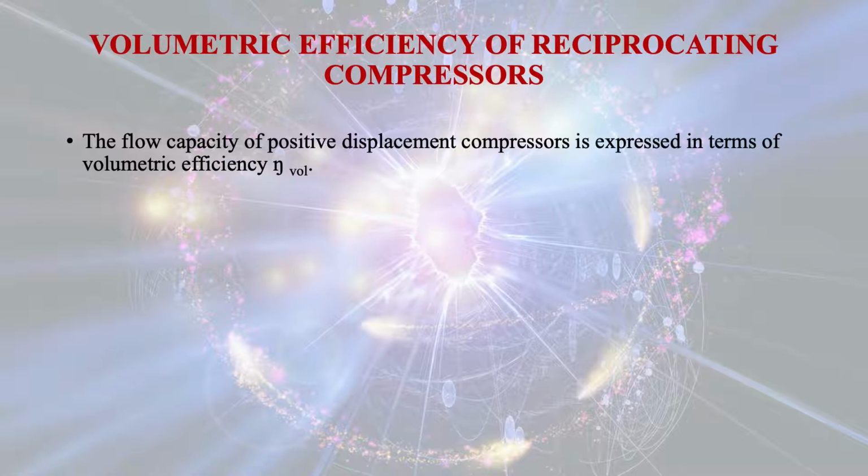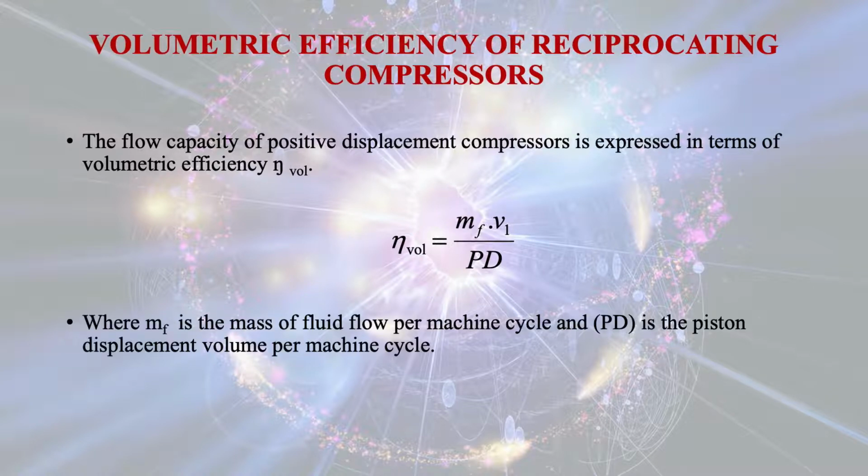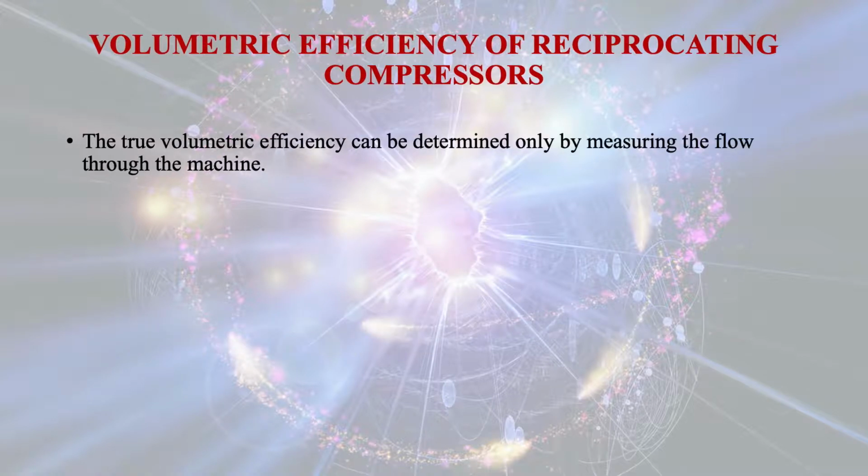Now we will talk about the volumetric efficiency of the reciprocating compressor. The flow capacity of a positive displacement compressor is expressed in terms of volumetric efficiency, that is, eta volumetric efficiency is equal to mf small v1 divided by PD. Here mf is the mass of fluid flow per machine cycle and PD is the piston displacement volume per machine cycle. The true volumetric efficiency can be determined only by measuring the flow through the machine.